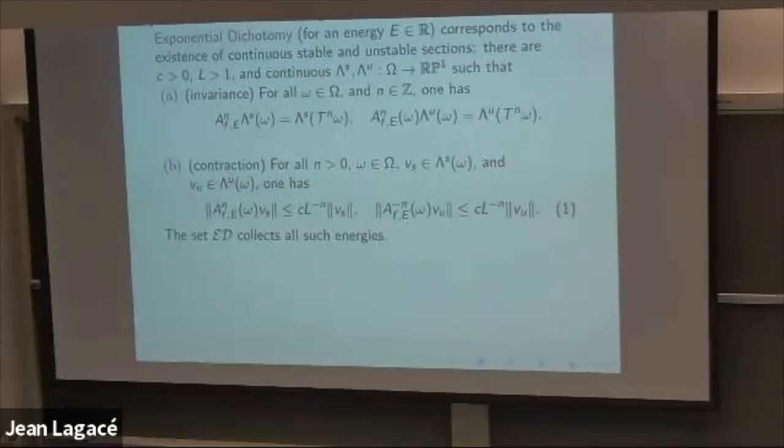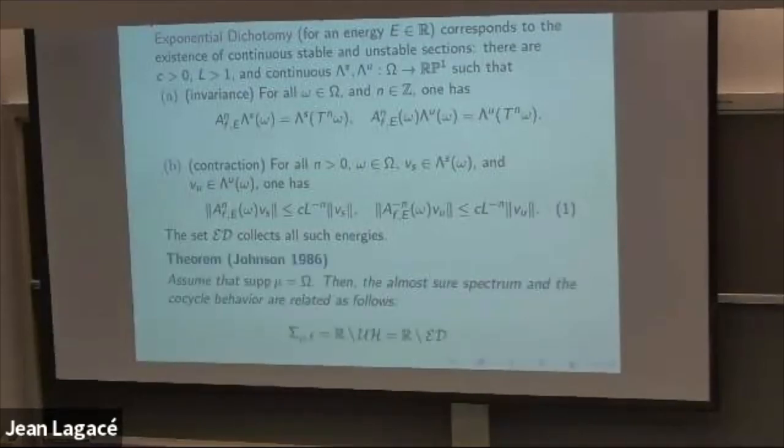Okay, so these are the energies for which you have an exponential dichotomy. And so this theorem that's called Johnson's theorem tells you that this is precisely something that you can use to characterize whether you're in the gap or not. So an energy is in the complement of the spectrum if and only if you have uniformly hyperbolic behavior, if and only if you have an exponential dichotomy. So that's the property that you can exploit.